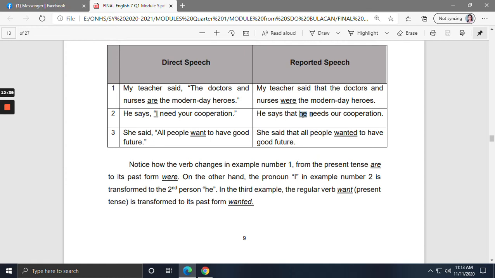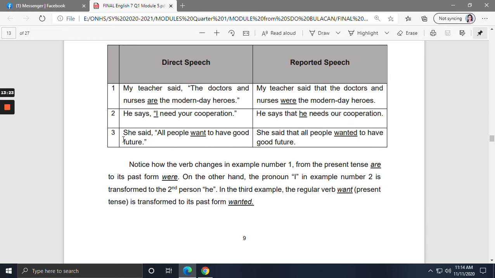But when we use he, she, or Anna, Rona, we need to add s in this part. So again copy this, change comma into that, change I to this, kasi you already have clue, and then put s because he is singular, and just copy the remaining part of the sentence. So instead of using your, it will become are. So he says that he needs our cooperation.